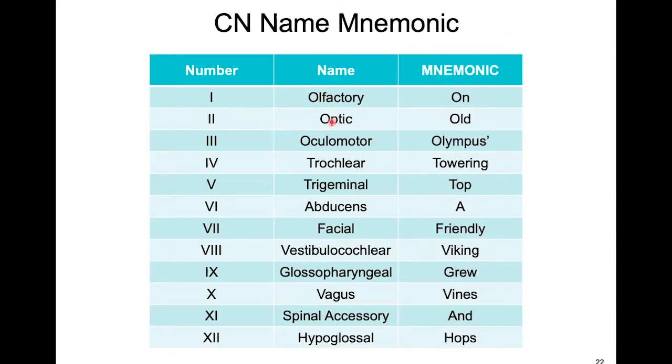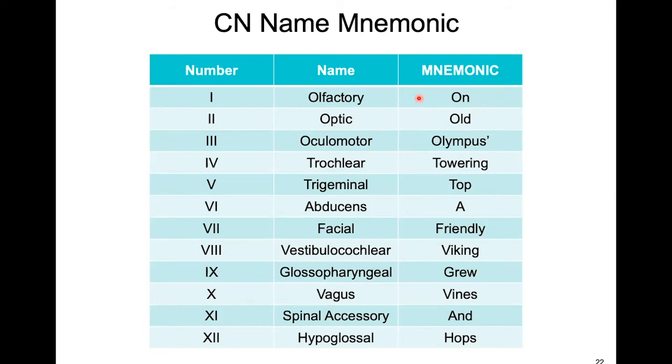To remember the names in sequence 1 through 12, we'll use the mnemonic: on old Olympus's towering top, a friendly Viking grew vines and hops. Okay, there are other mnemonic devices. One is on old Olympus's towering top, a ferocious, vicious goat vandalized a hat was one of them. I don't find that that one flows as well, so I tend to use this one. If you come up with your own, I would love to hear that in tutorial.